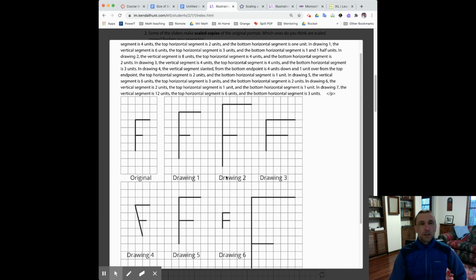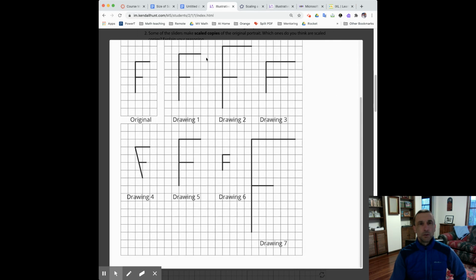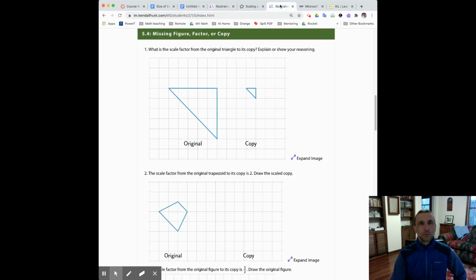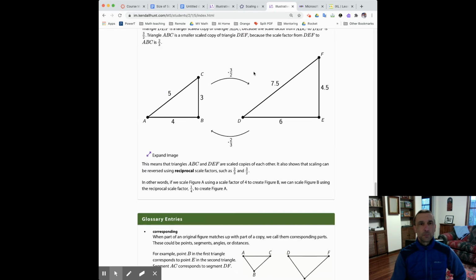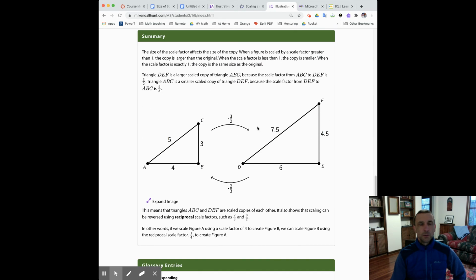That's all I wanted to say about that page. So now if I take you to the bottom of this page, you will see an interesting diagram where the numbers aren't quite as easy to work with. But here's what happens when we go from one diagram to another and then back again.